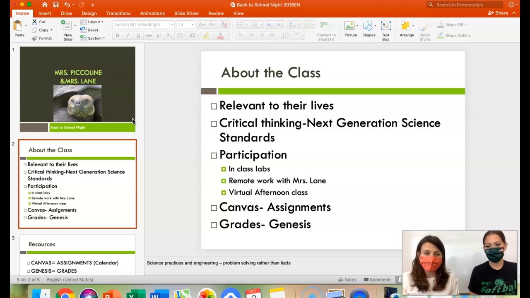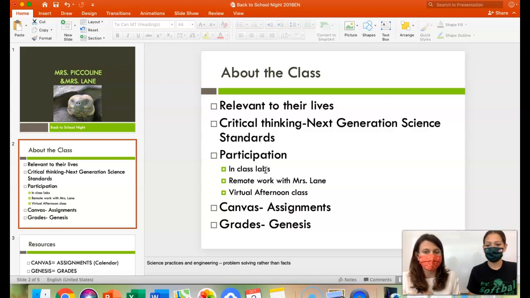When they are in class, we will be doing labs, just so you know that we are wiping them down after each class. And when they aren't in class, and they should be working remotely from home, during the same time as their class period, they'll be working with Miss Lane, and she'll go into that a little bit more. And the last thing for participation is they need to be showing up for the virtual afternoon class. So far, we've had pretty good attendance, but I don't know if some people realize that even when we're meeting in the afternoon, it is still school time. It's not time to schedule appointments or anything like that.